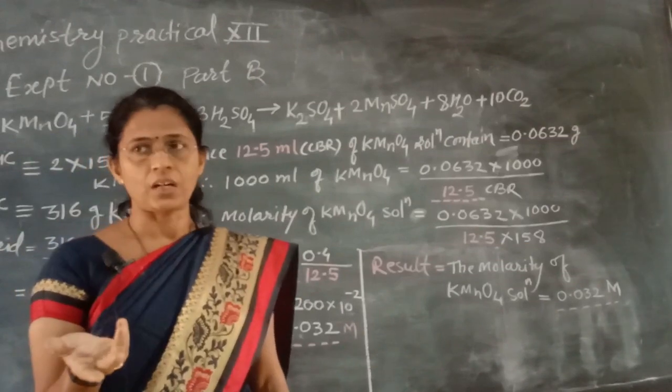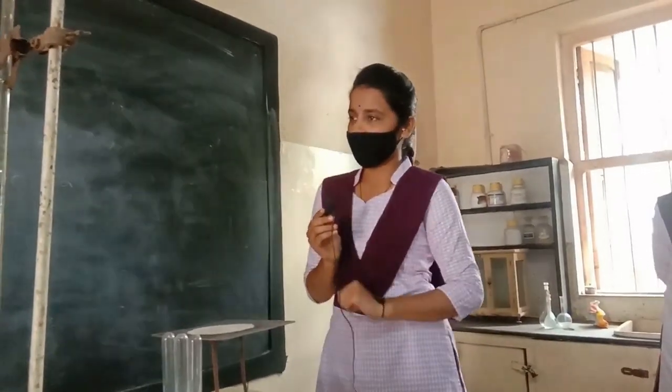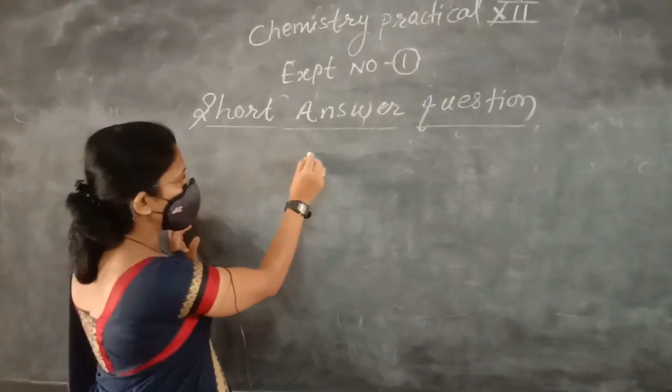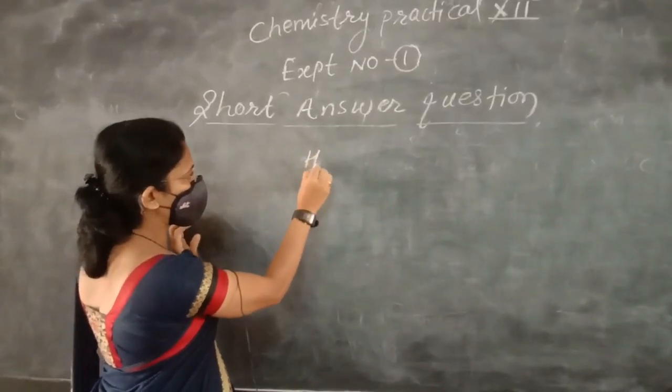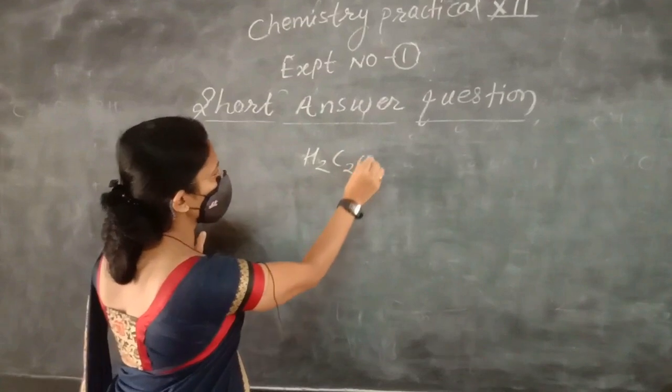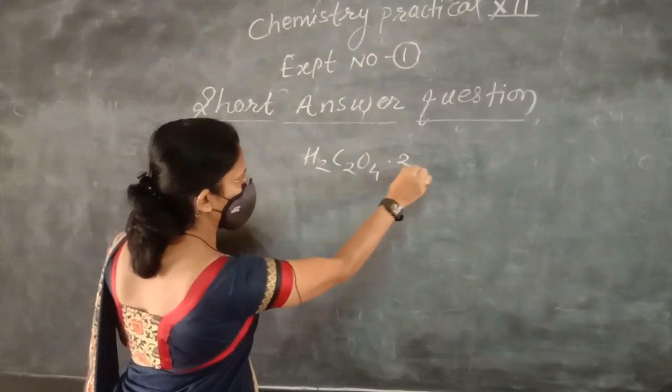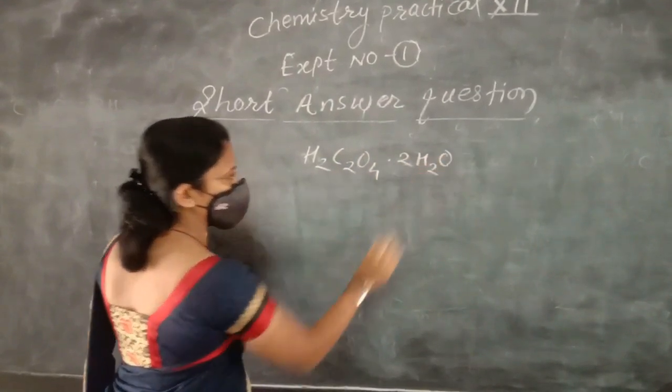Now if you have any doubt, you may ask me. Madam, how to calculate the molar mass of oxalic acid? The molecular formula of oxalic acid is H2C2O4 with 2 molecules of crystallization.